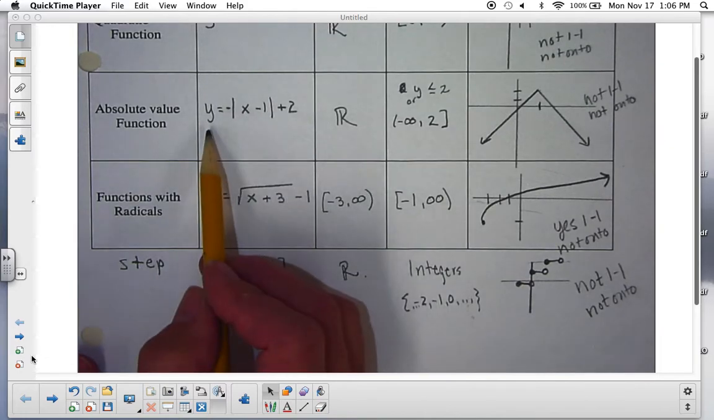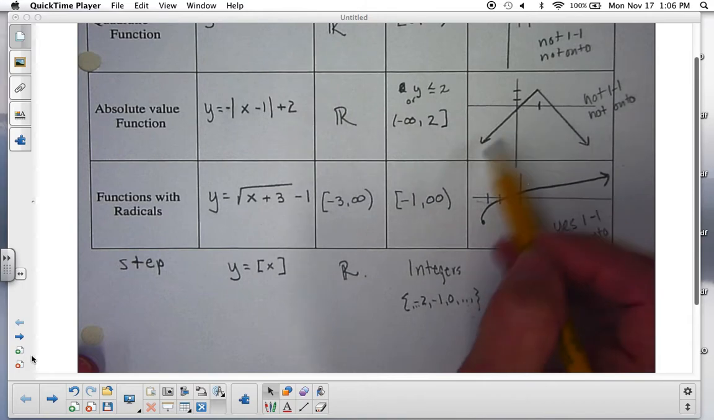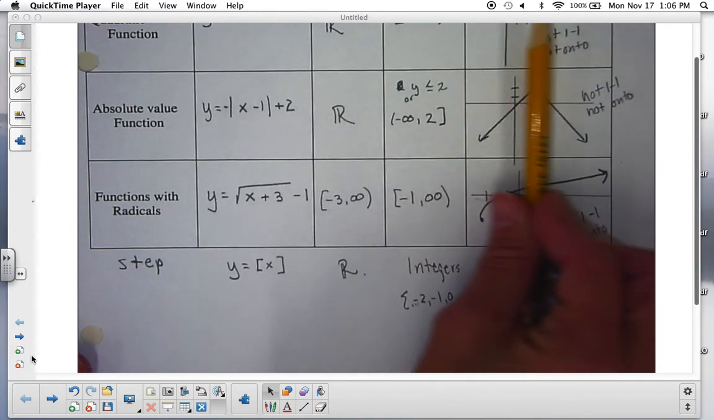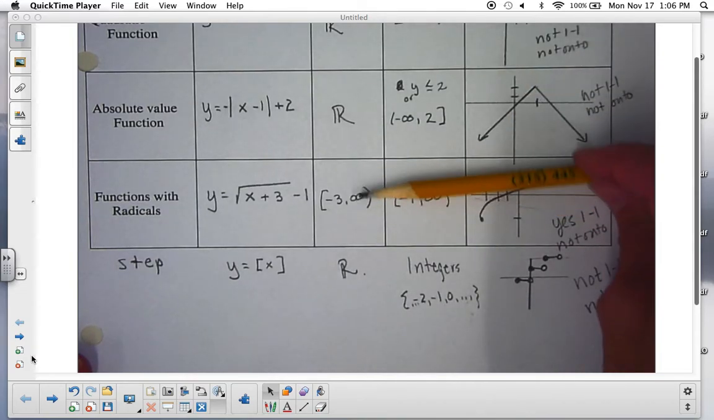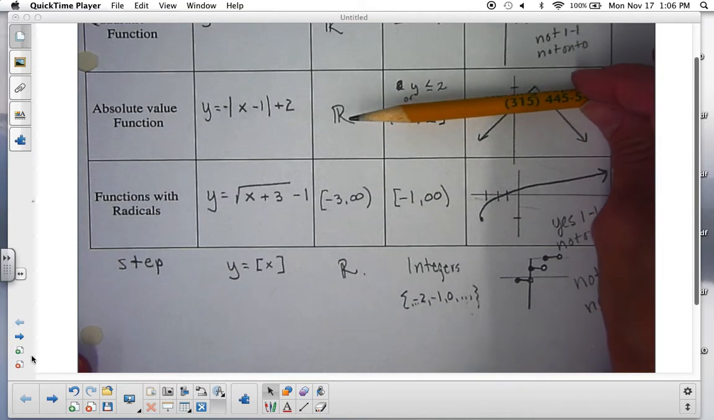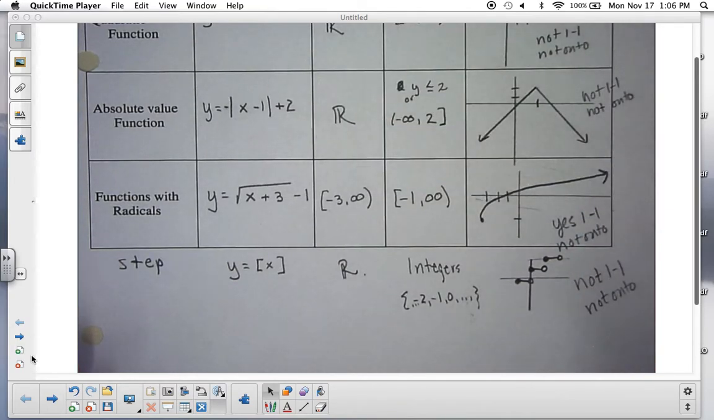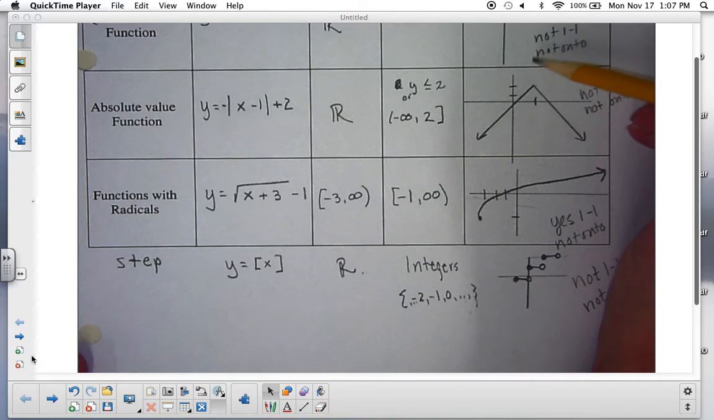However, you could, again, just type this into your graphing calculator and get a look at it, get the t-chart, and graph the points. Again, domain is all real numbers because it goes forever and ever, but the y's would be negative infinity to 2, or basically y is less than or equal to 2. It's not one-to-one because it fails this test. It's not onto because there will be y's up above that the graph never touches.